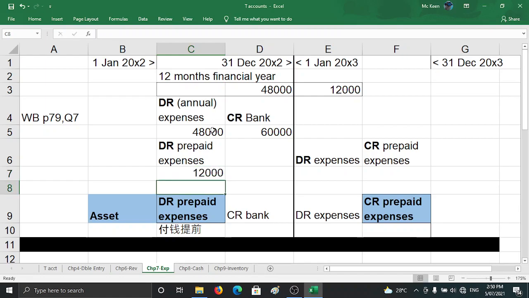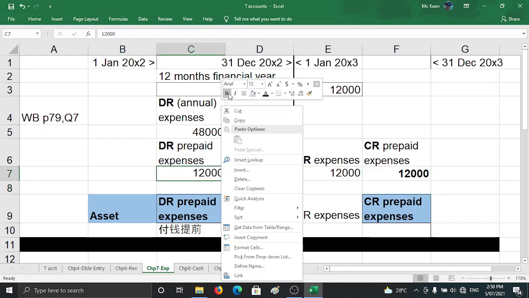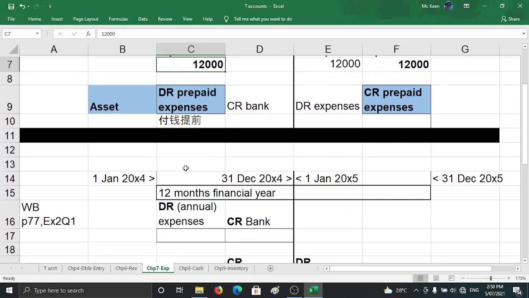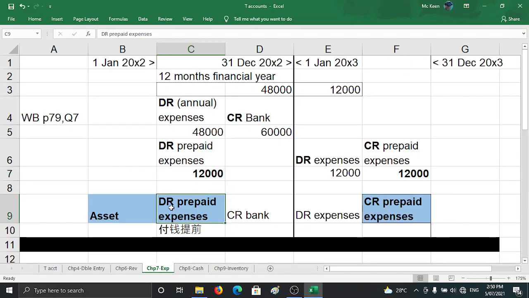becomes an asset. There, this is the double entry. Debit the full year's expenses for 48,000, then prepaid expenses 12,000. So the following year when you debit the correct asset class, debit the expenses, and you clear off your prepaid expenses. These two. Okay? So this is a scenario where expenses becomes an asset because you pay in advance or you pay too much in advance. In this case, the 12,000 you paid too much. Right. So this is the scenario.